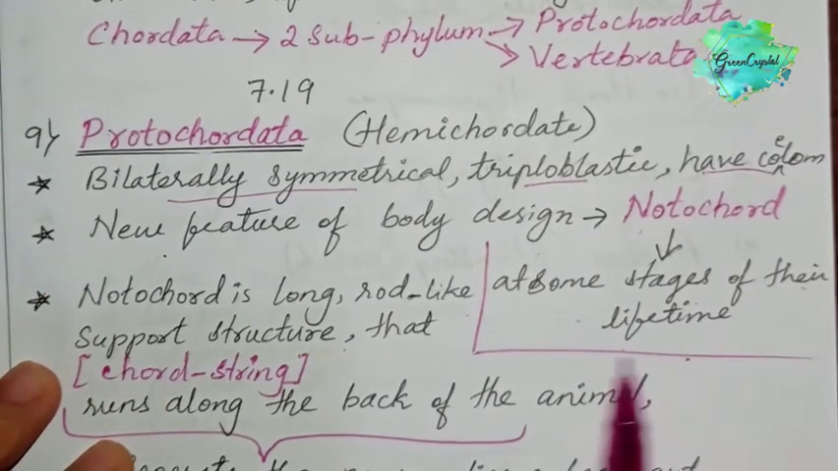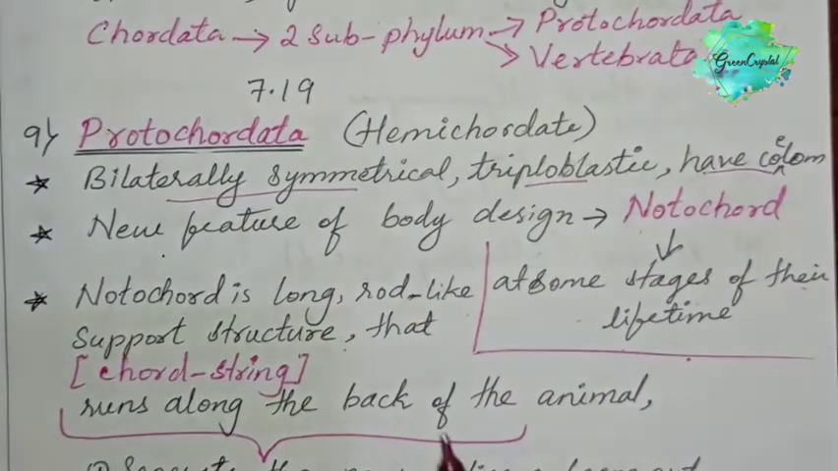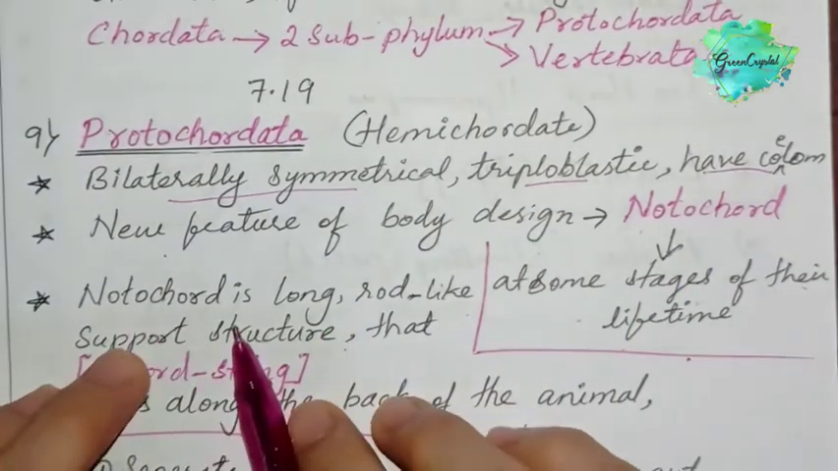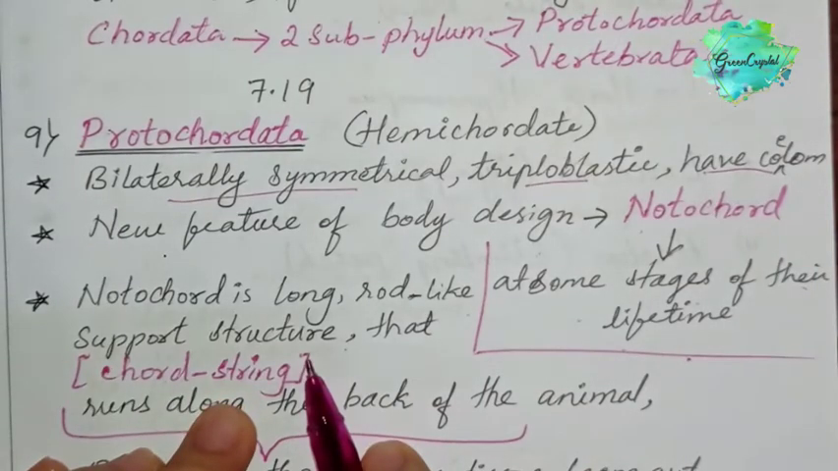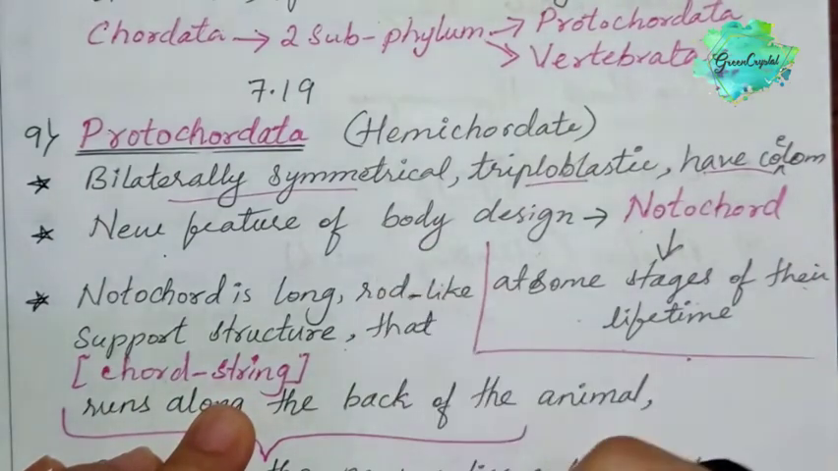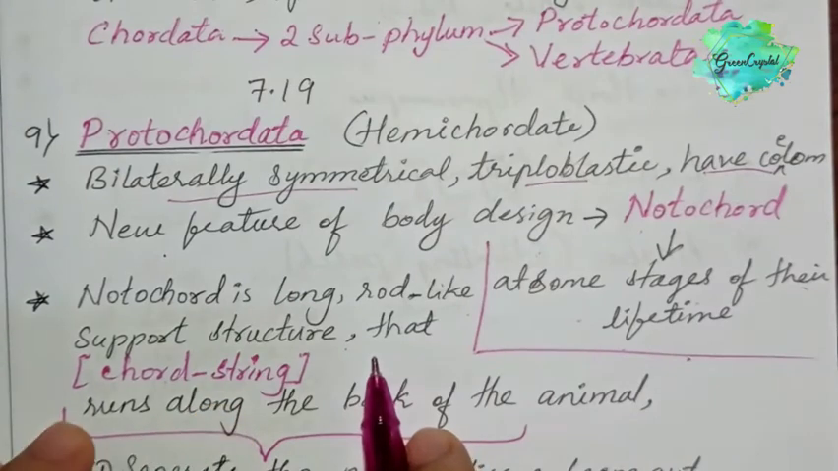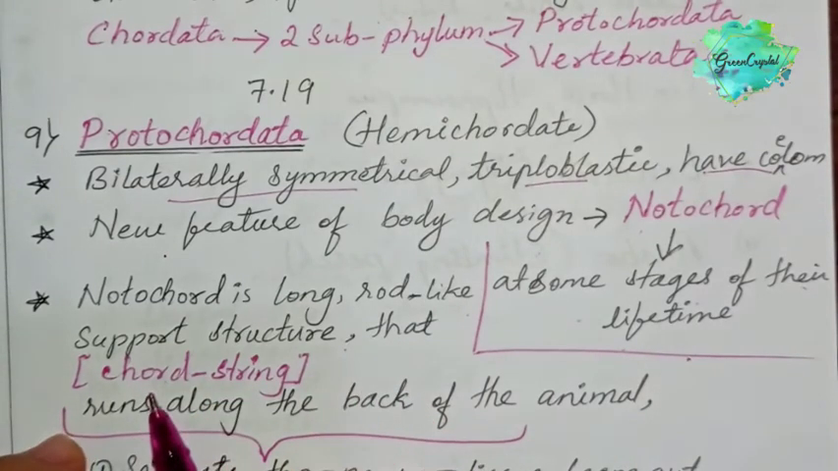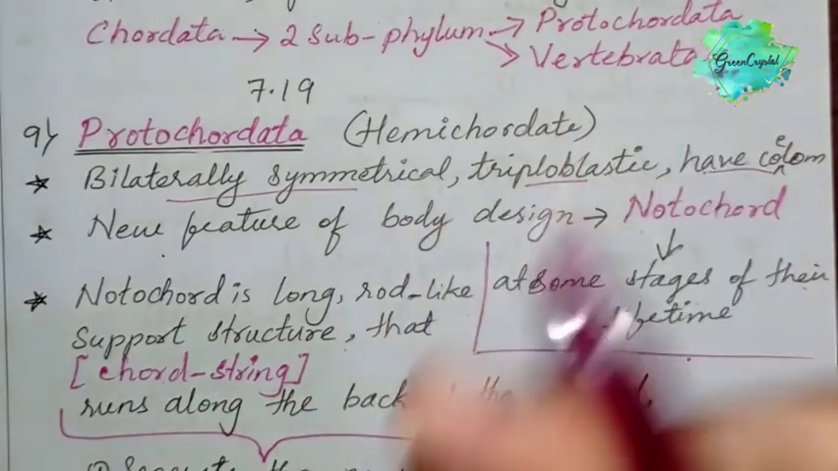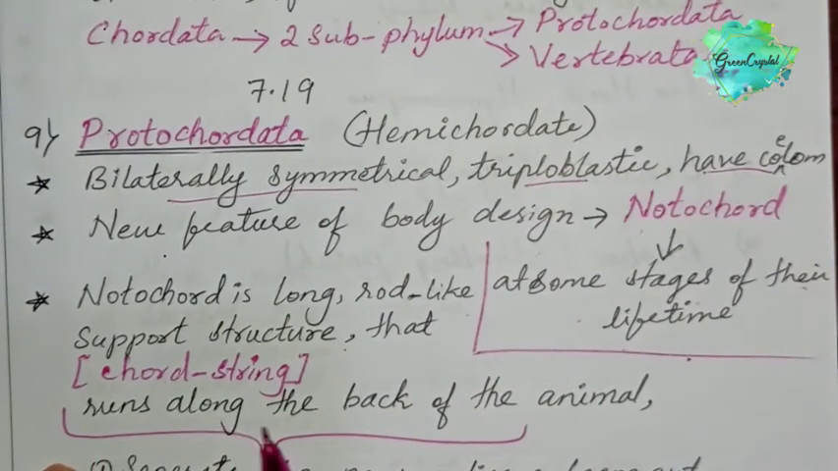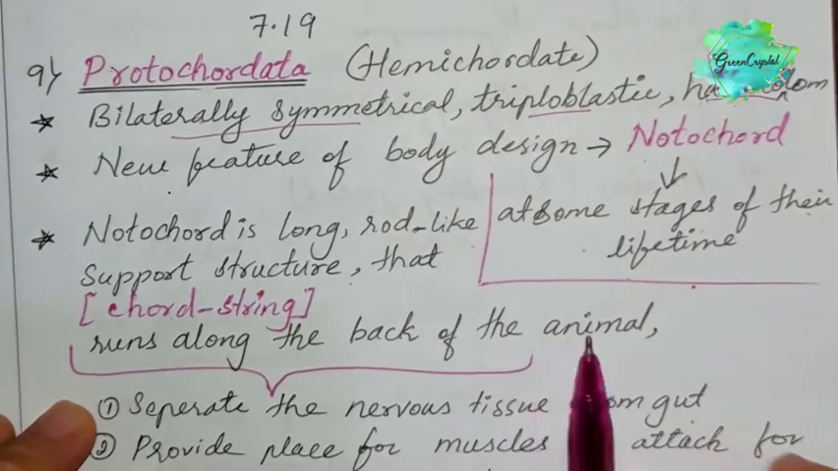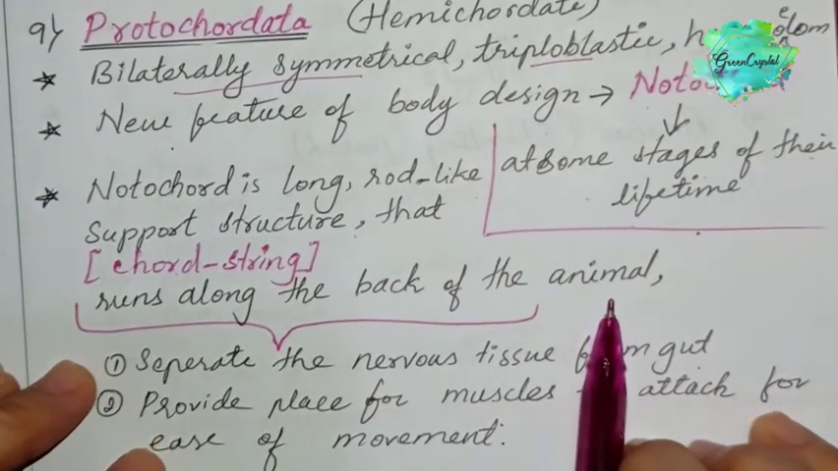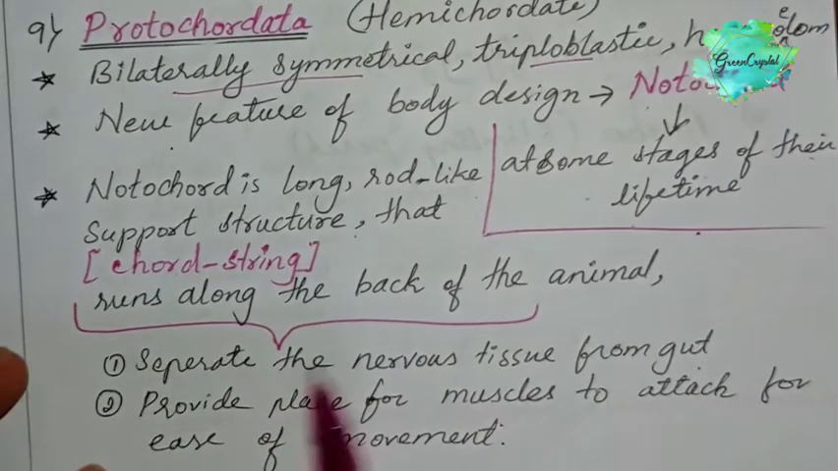Next, what is the notochord? The notochord is a long rod-like support structure, like how we have a backbone. These structures are like cord strings that run along the back of the animal, like our backbone.